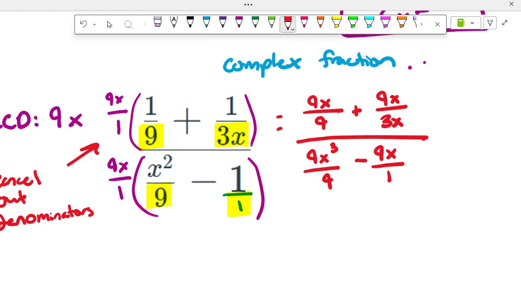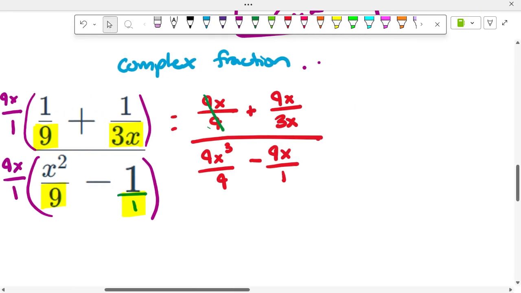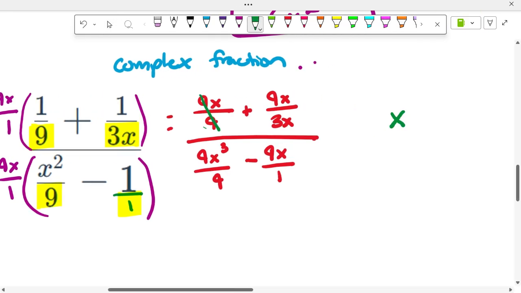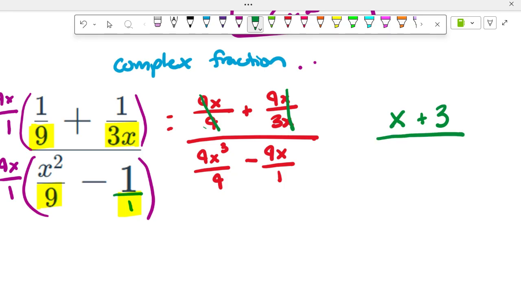Now we can start doing some simplifying. So this first fraction, is there anything I can cross out? I can cross out the what? The 9s. What am I left with? X. What about this one? Is there anything I can cross out? The x's. What else can I do? What's 9 divided by 3? 3. So then plus 3 over.